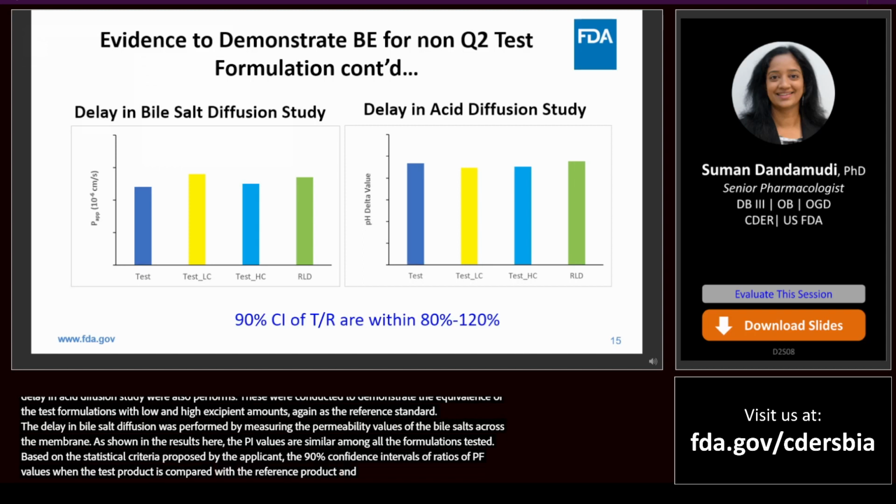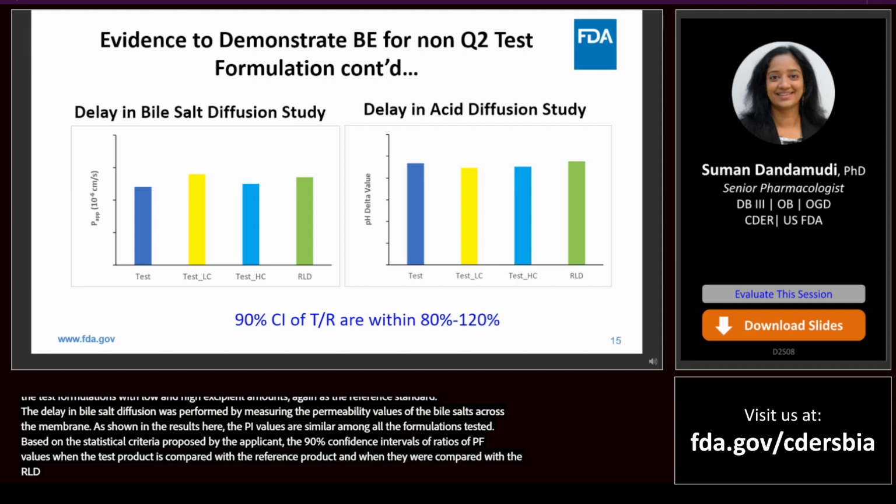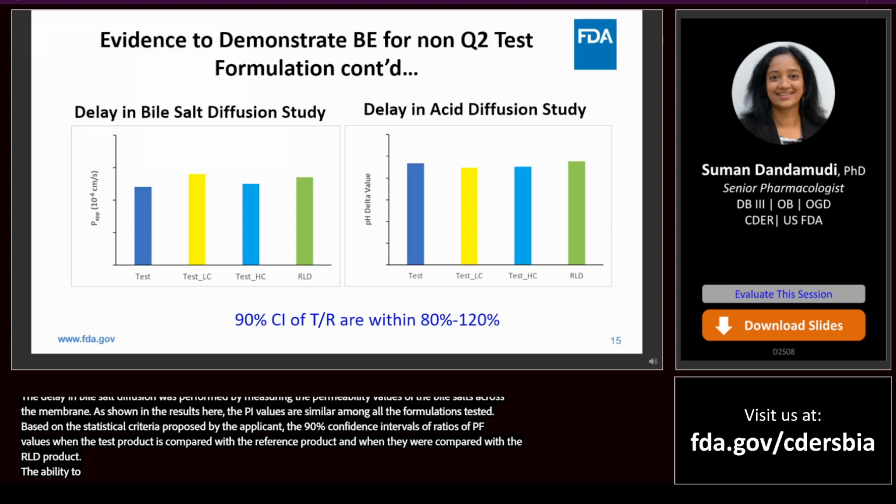The ability to delay the diffusion of acid provides important information about the bioequivalence of the test formulation to the RLD. The pH values were recorded initially and also at the end of the study duration.